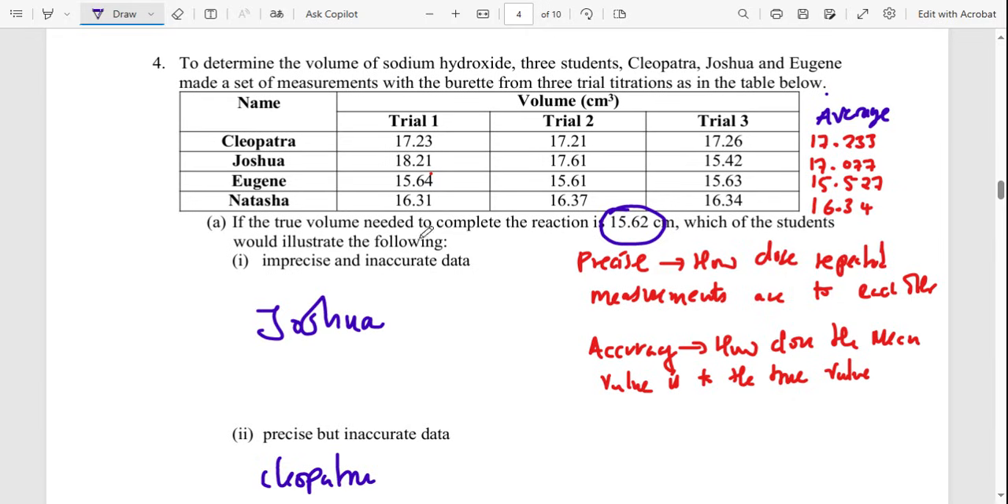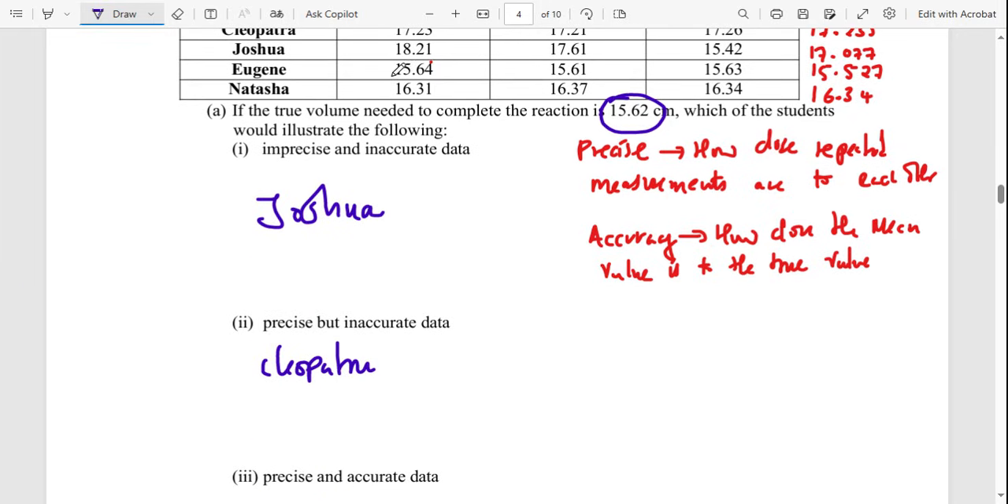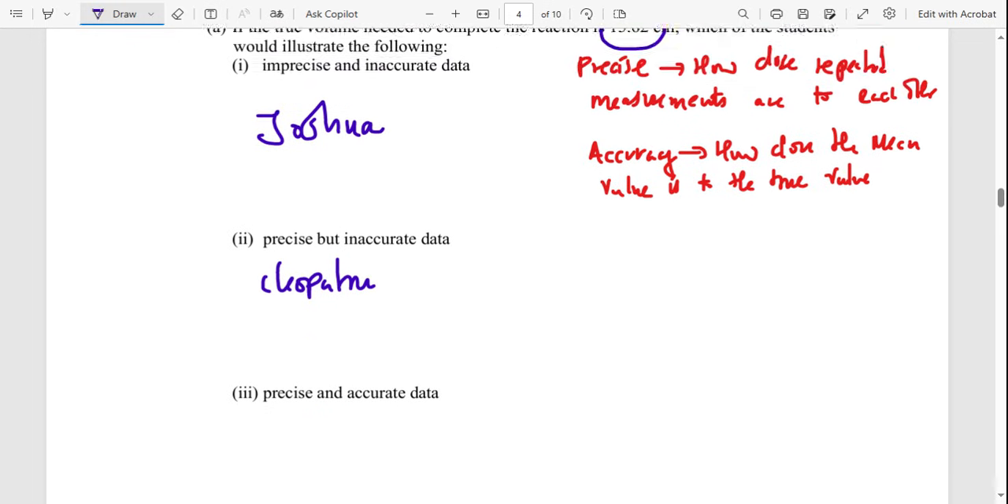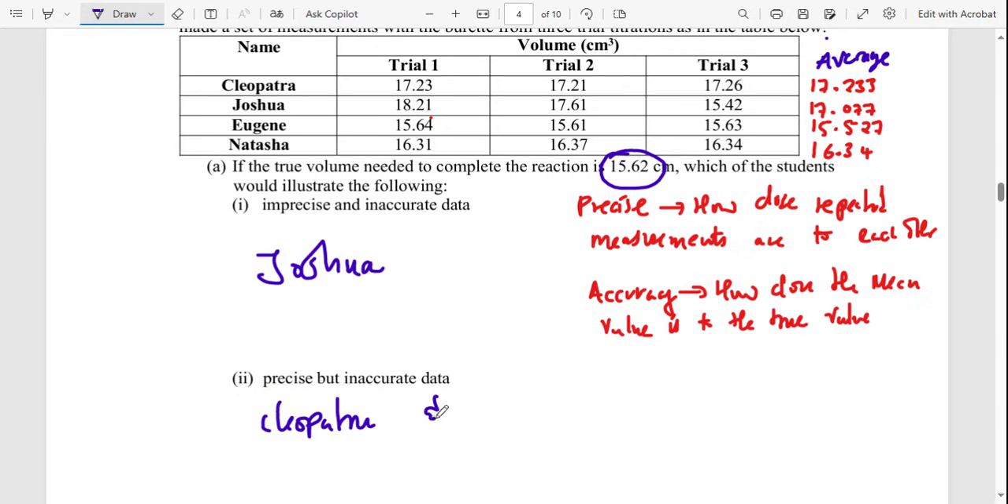And that's actually the same with this girl Natasha. So if the true volume needed to be that, which of the students would illustrate the following? Natasha is also 16.3, 16.3, 16, but the true value is 15.62. So Natasha is also going to be put in the same category. She was finding similar values, but they were not very close to the true one. You see, simply because you are doing the right thing doesn't mean you are finding the true thing.